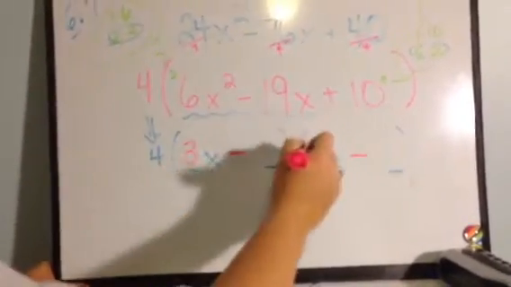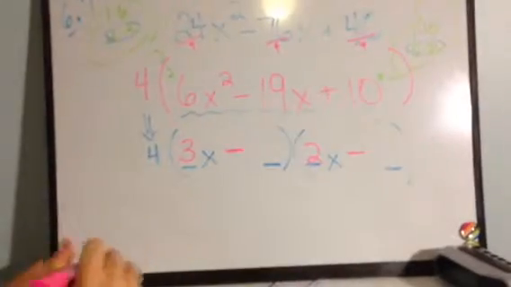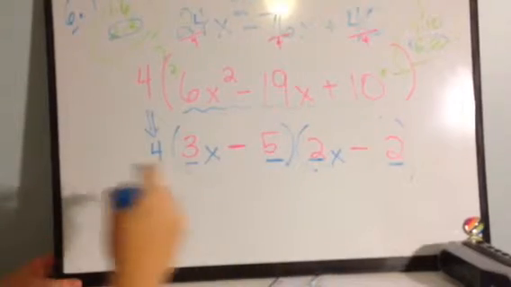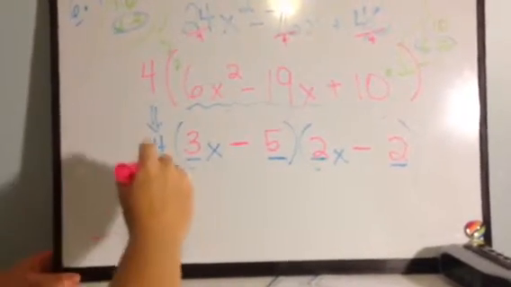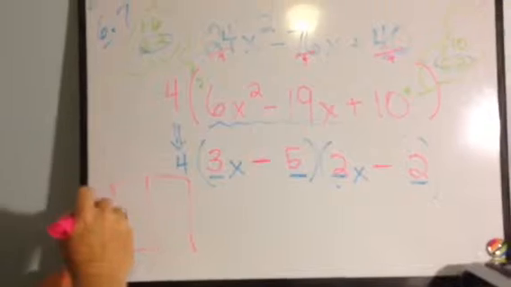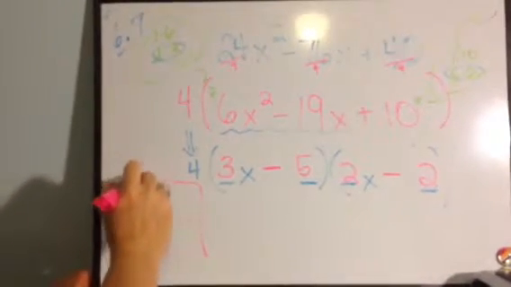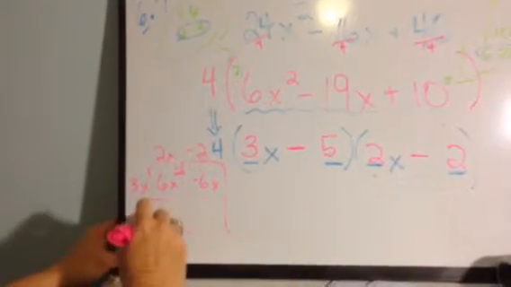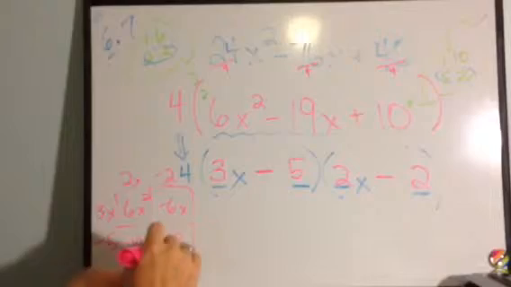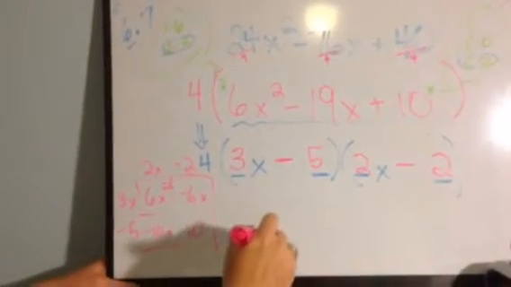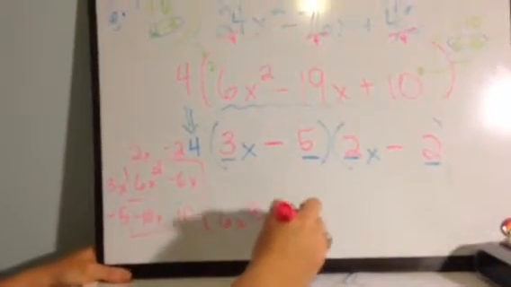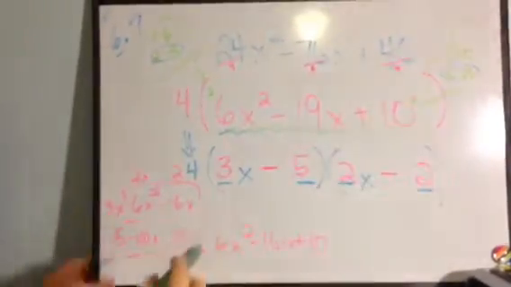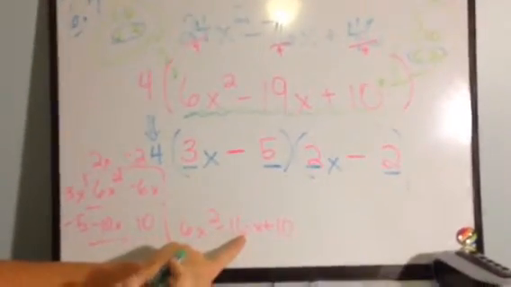So let's put my 3 here and my 2 there. And we said we're going to do 5 and 2. Let's put my 5 here and my 2 there, and let's see what we've got. When I factor this out, I have 3x minus 5 and 2x minus 2. That gives me 6x squared minus 6x minus 10x and a positive 10. So I end up with 6x squared minus 16x plus 10. Is that the same thing that I have right here? Nope, almost. Darn, that was close.